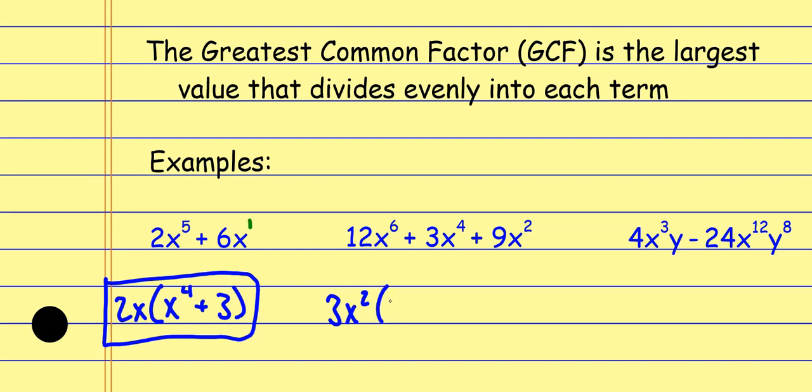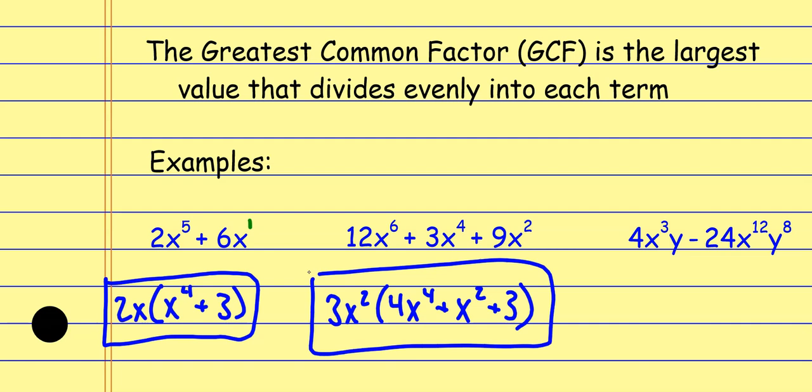So here, 12 divided by 3 is a 4, subtract the exponents. 3 divided by 3 is a 1, subtract the exponents. 9 divided by 3 is a 3, subtract the exponents gives me a 0, so that's an x to the 0, which is 1, so it's gone. Again, we're taking the x's away. We're subtracting the exponents because that's our rules for exponents.